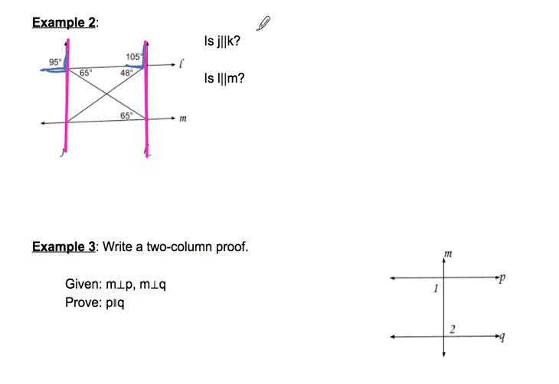So 95 is not equal to 105. So no. And the reason is because of the corresponding angle postulate. So since we don't have congruent corresponding angles, we can't say that the lines are parallel.